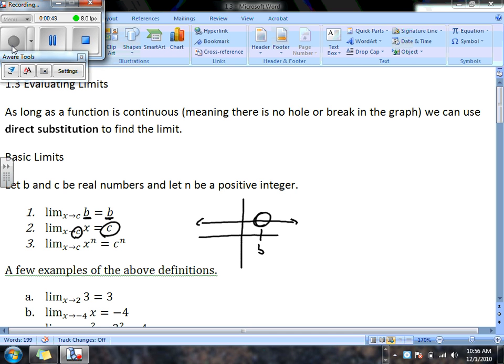And the same thing for an equation like so. We plug c in, so you take c to the nth power, whatever power we have. I believe in our definition, let n be a positive integer. So say n would be 2, so it'd be x squared or x cubed, anything like that.